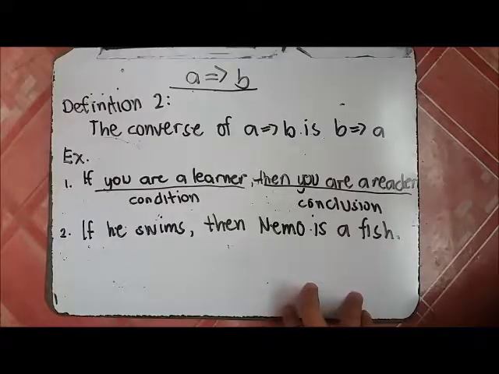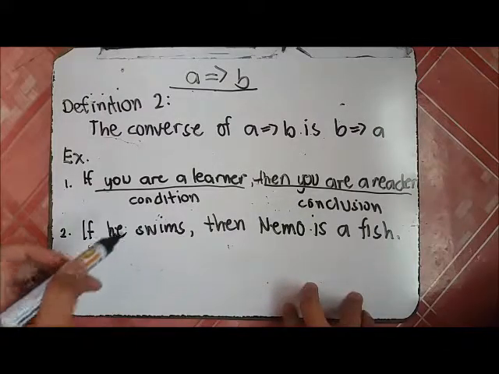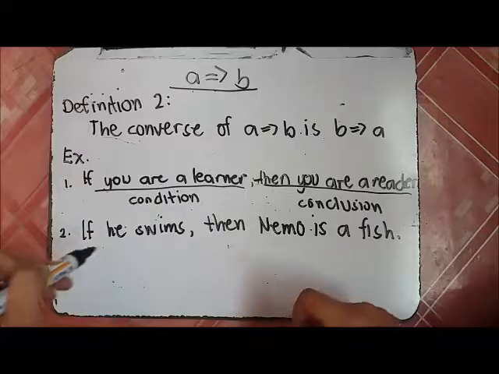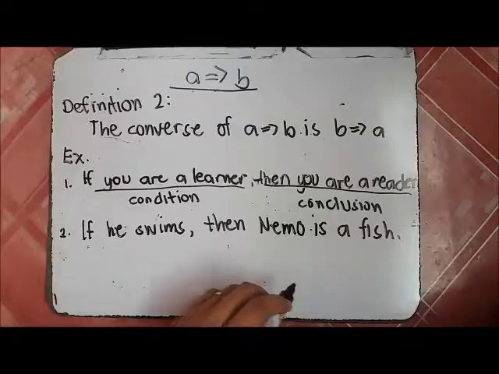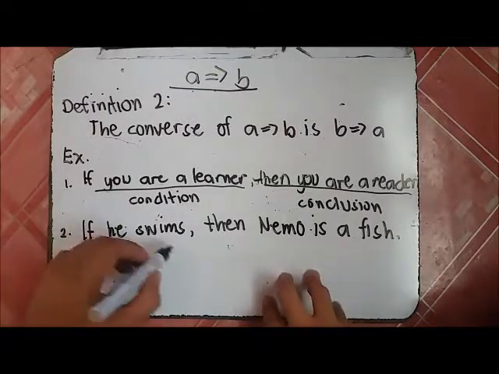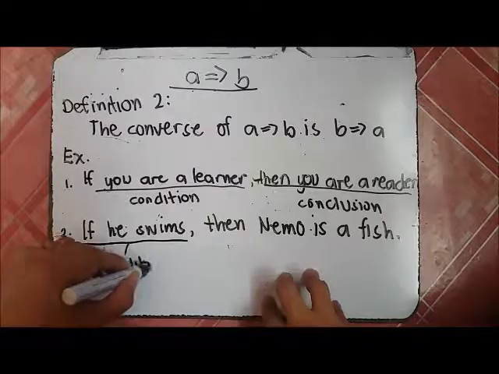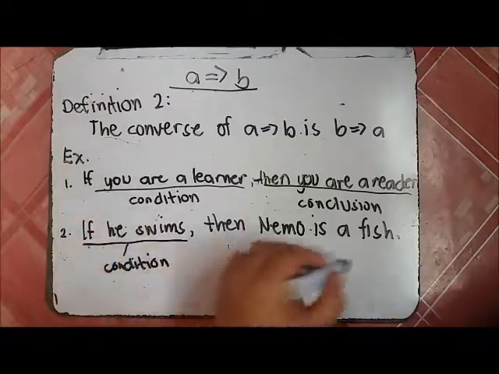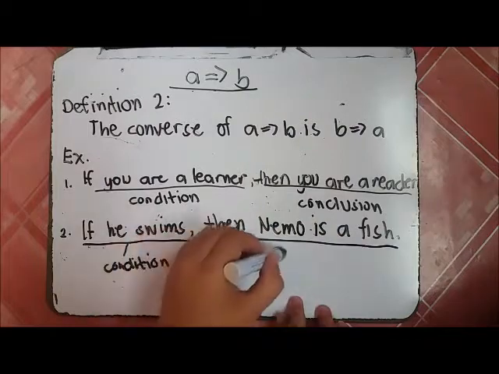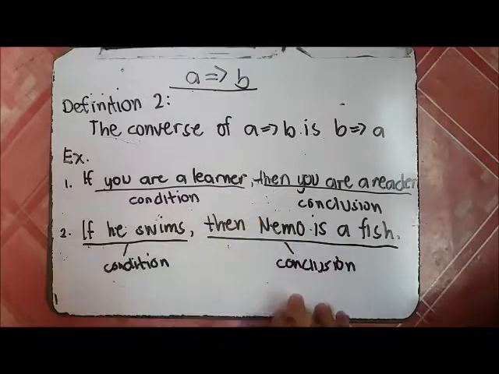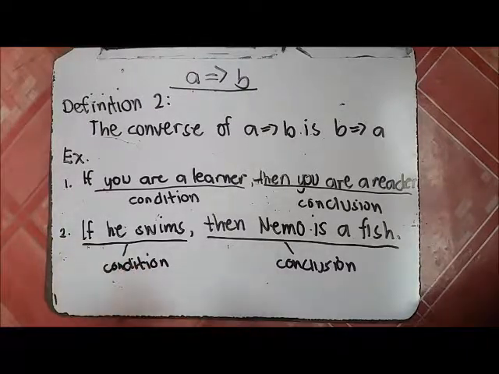So for the second example, the original statement is if Nemo is a fish, then he swims. So again, we interchange the statements. So the new condition is if he swims, and the conclusion is then Nemo is a fish. So note that by writing the converse of a conditional statement, the whole sense of the original statement becomes different.